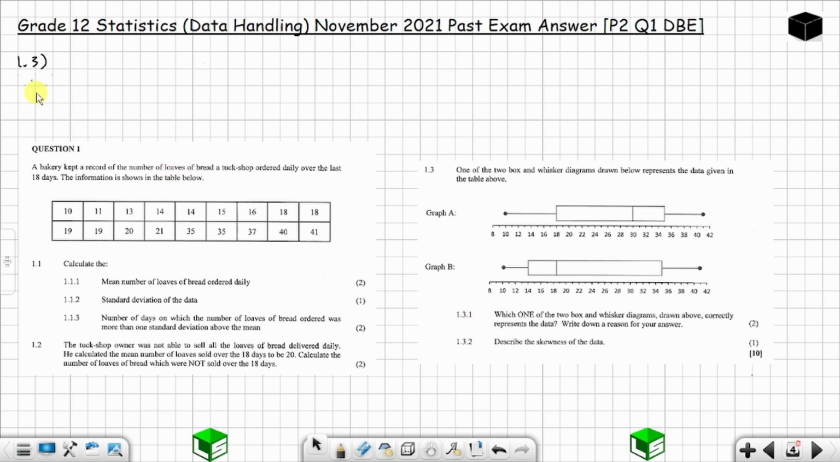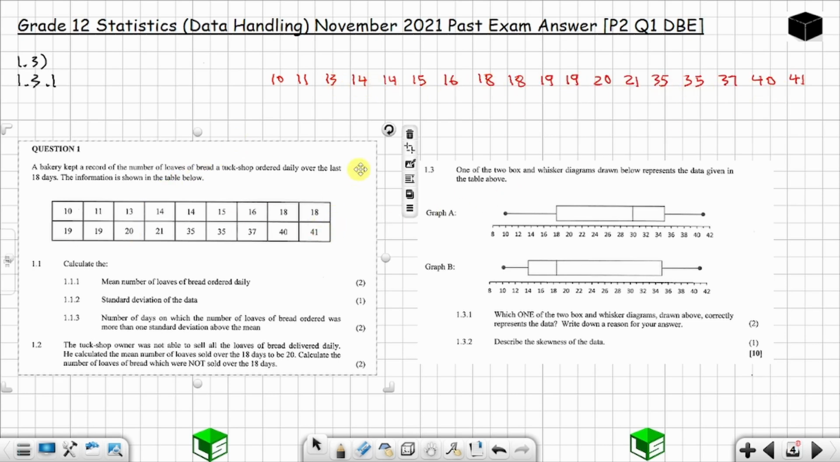1.3.1. Which one of the two box and whisker diagrams drawn above correctly represent the data? Write down a reason for your answer. Okay, which of the two between this one and this one represent this data correctly? Okay, let's get the data down first. So you have 10, okay, 10, and then 11.